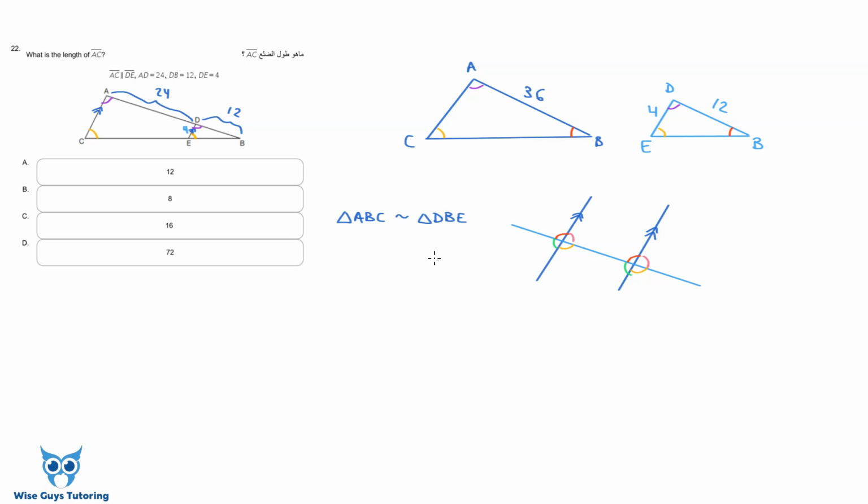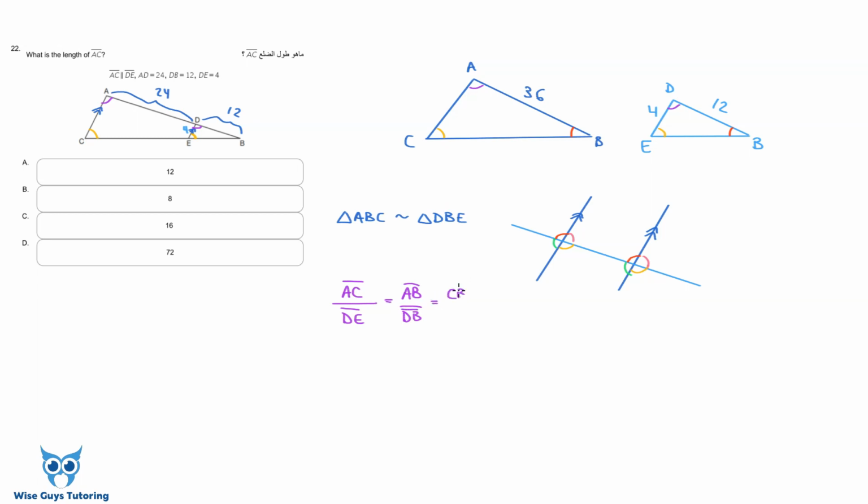Now the order of the letters matters here, okay? Because these are corresponding points. So A is like the brother of D, you see? And B is obviously the brother of B here. And C is like the brother of E. And that's how it works with similar triangles. What it means is that the ratio of the length of line AC divided by DE will be equal to AB divided by DB, right? They will have the same proportion.